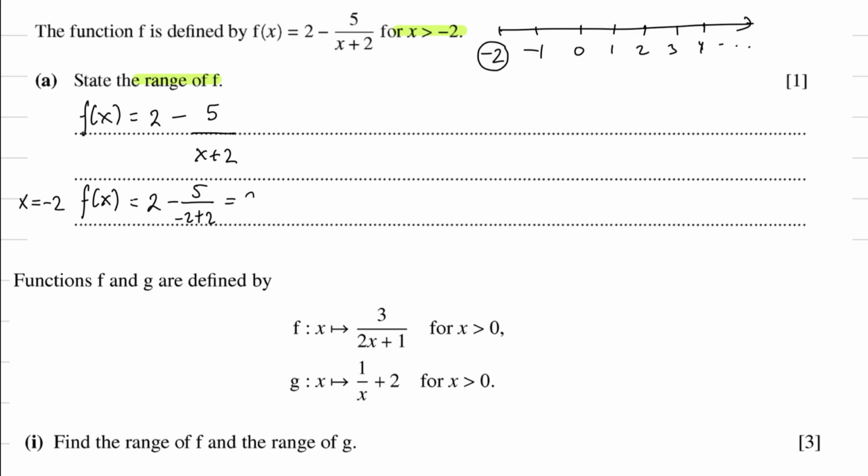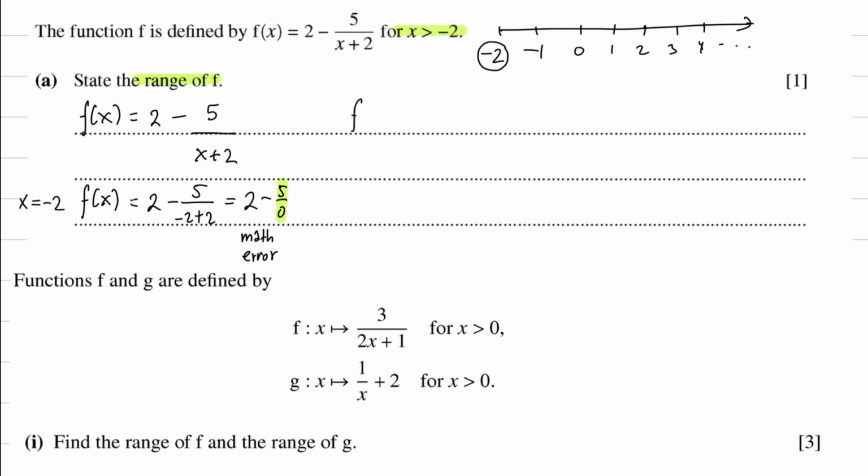And what will you get? You will get 2 - 5/0, which is math error. Why? Because we cannot have 0 in our denominator. That will give you error. So that means we cannot have x = -2, and also it's not part of our domain here.